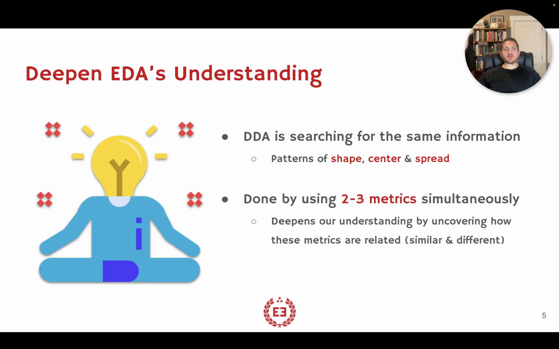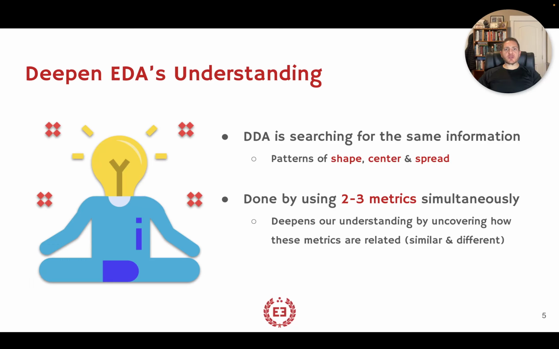With those multiple metrics, we're after the same kind of information: measures of shape, center, and spread. The term bivariate will mean that we're using 2 metrics, while the term multivariate typically means 3 or more. And when we start to compare metrics, there are 2 broad categories that the patterns we will find fall into: differences and similarities. But what makes DDA a complementary step on top of EDA is understanding the patterns now at a deeper level between the metrics themselves.